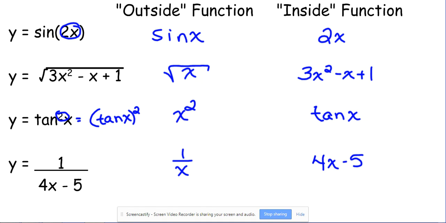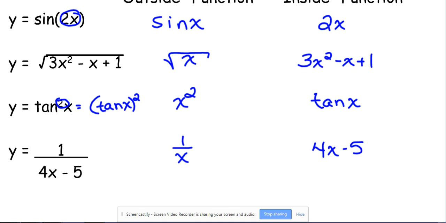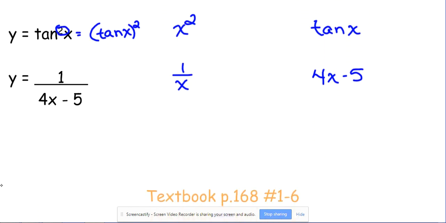Okay, so I want you to be able to recognize these functions because it's very integral to being able to take these derivatives. So on textbook page 168, I want you to do numbers 1 through 6 and then come back for some actual practice on the chain rule.